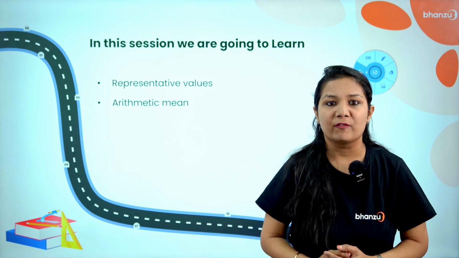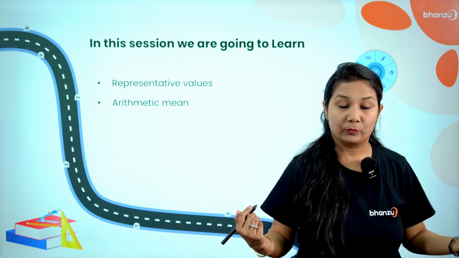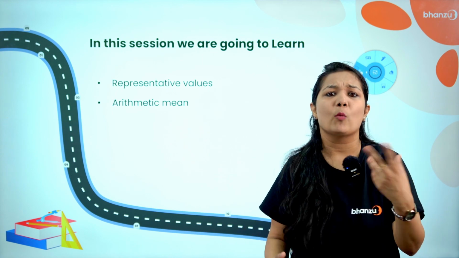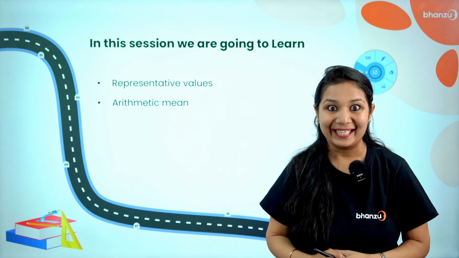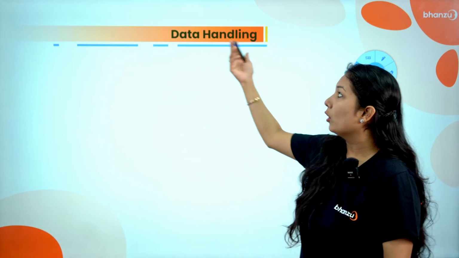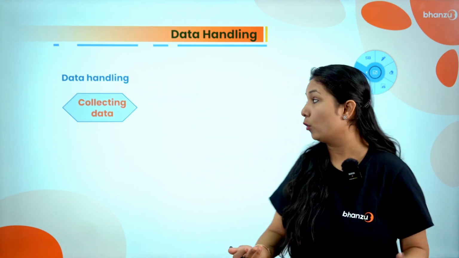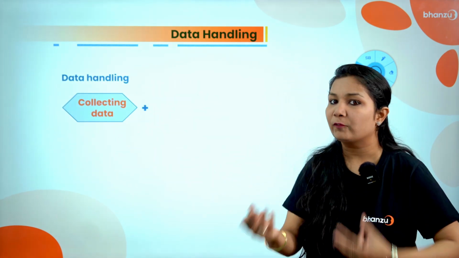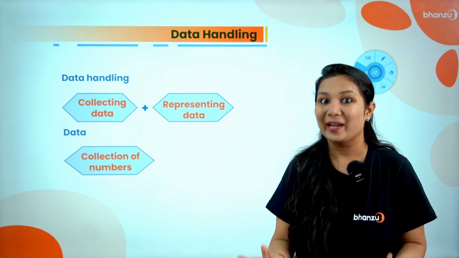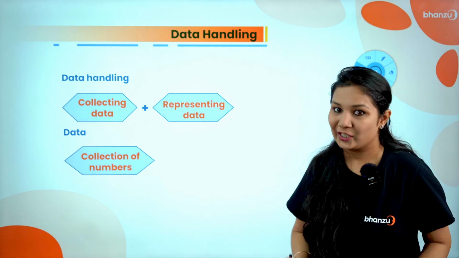Suppose if I ask everybody right now, what's your favorite flavor of ice cream? Everybody would give me different answers. Strawberry, chocolate, mango, vanilla, and so on, right? So how I keep a track of this information is what is called data handling. So data handling is what? It's collecting data. I have collected the information from you. Then I am going to represent the data. How do I represent the data? That is what we are going to discuss in today's session, right?